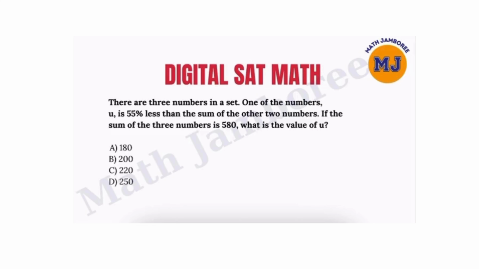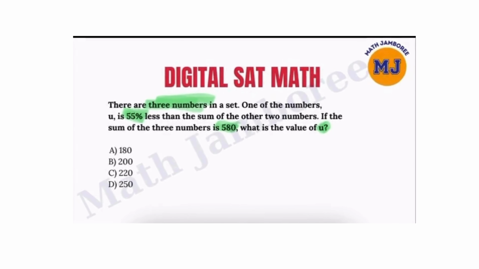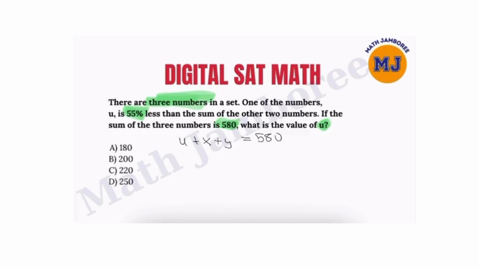Now these questions can be complicated, so let's mark the information we got. Three numbers, one of them is u, and then 55%, 580. Now the sum of all three numbers is 580. Let's write it down. 580, u is one of them, and the other two are unknown, which means we will call them x and y.